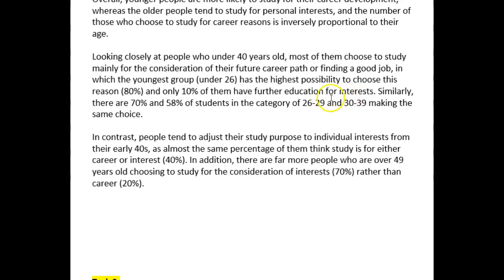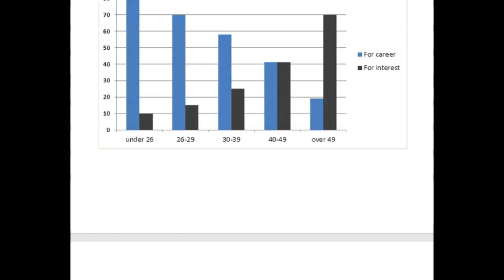Okay, let's see. Similarly, there are 70% and 58% of the students in the category 26 to 29 and 30 to 39 making the same choice. Don't forget to put respectively. All right, right here, respectively, making the same choice. So what are you telling us? You're telling us 80, 70, and 58 chose study for career purposes. Is that right? Let's see.